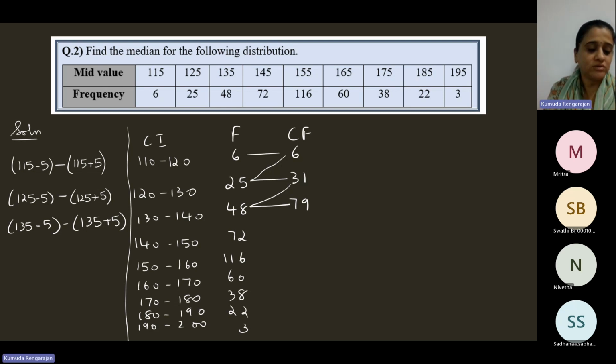So what is n by 2? The next step, what is n by 2? 195. N by 2 is 195. So Jayavashni, which is the median class interval? 150 to 160. Very good.